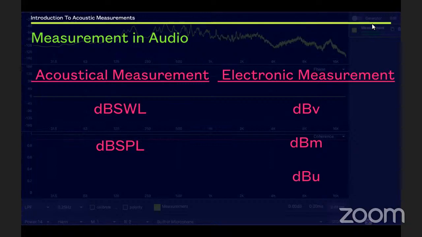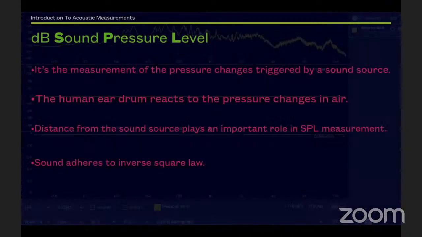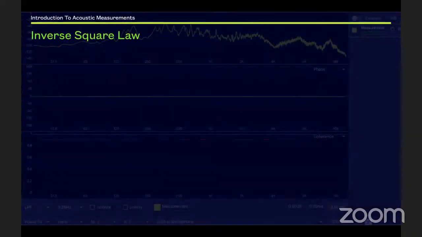So we are going to be concentrating only on acoustic measurements, and for the next 5 to 10 minutes, we'll be talking mostly about dB SPL. Is that cool? You're good? Yes, sir. Okay. I went too far ahead. Okay.